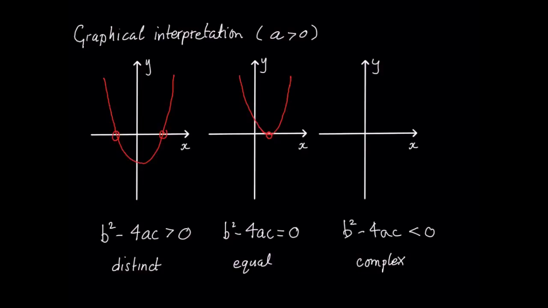If b squared minus 4ac is less than 0, we have what are called complex roots. There's no real solution to this equation, and it won't intersect the x-axis. Let's have a look at a different problem.